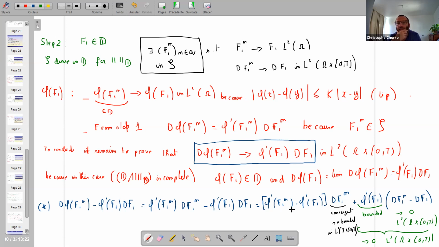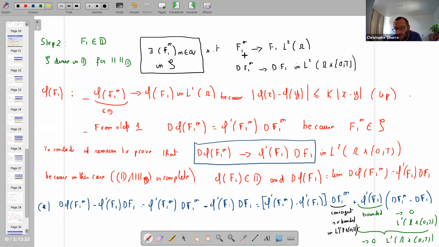In fact, I can do what I want here, because what is my aim? My aim, as I have explained to you, is to find a Gn that converges toward phi of F1 and such that D of Gn is convergent. I need to find one. A natural candidate was phi of F1n. But if I do this using the density argument, I have only this.